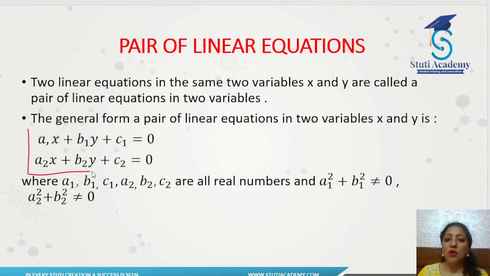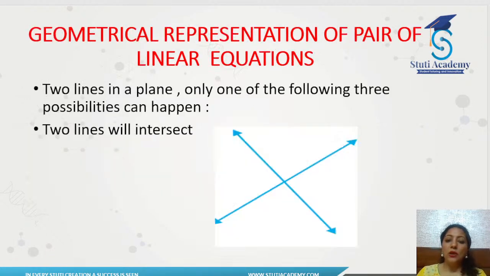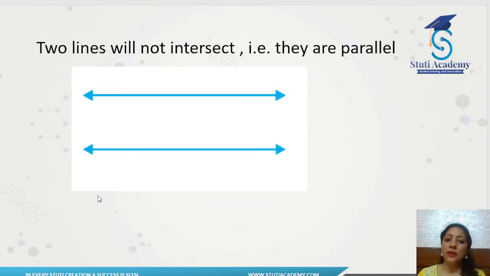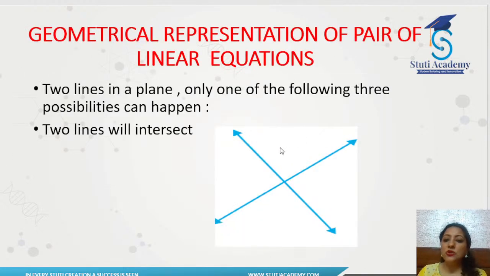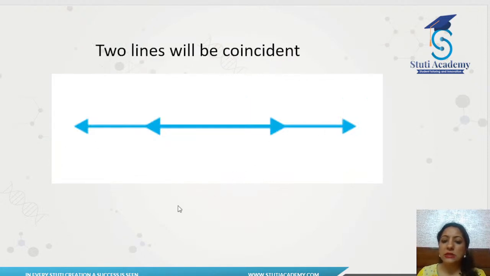Now this is the standard form for writing a pair of linear equations in two variables. We have a1x plus b1y plus c1 equal to 0, a2x plus b2y plus c2 equal to 0. Now if we draw two linear equations in two variables on a single Cartesian plane, the lines can either be intersecting or parallel, or we can have coincident lines. In case of intersecting lines, we have only one point in common. That's the case of unique solution. In case of coincident lines, we will have infinite points in common.